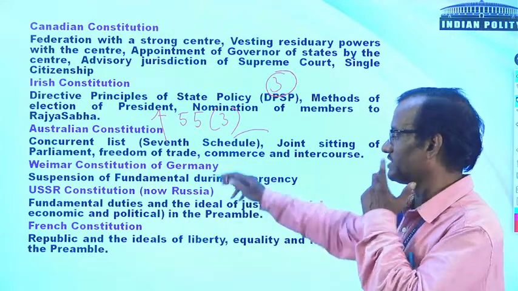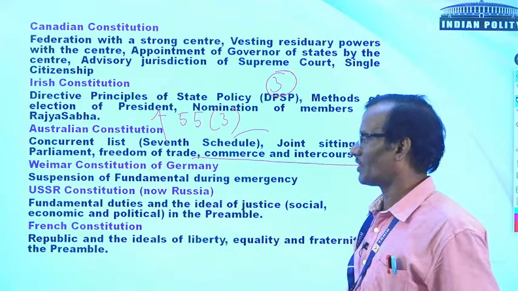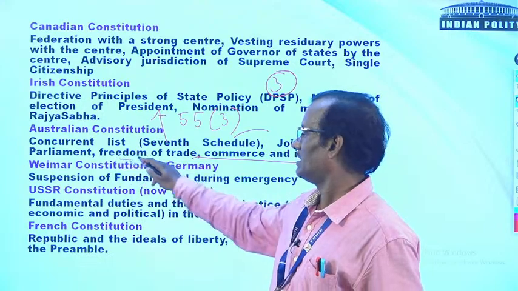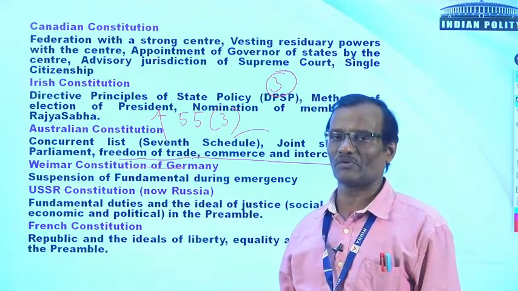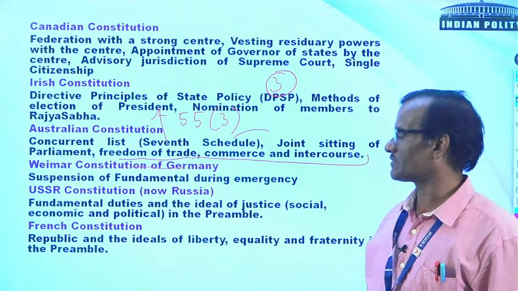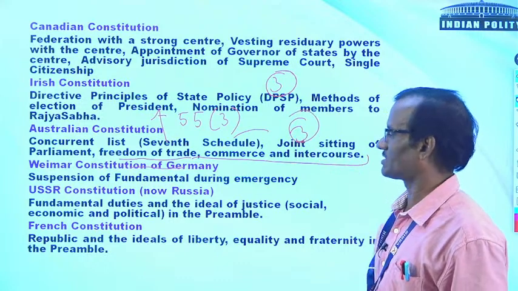Then Article 301 contains the freedom of trade and commerce, that we have also borrowed. Freedom of trade and commerce across the country shall be free, that is provided. Okay, so these are the 3 provisions we have borrowed from the Australian Constitution.